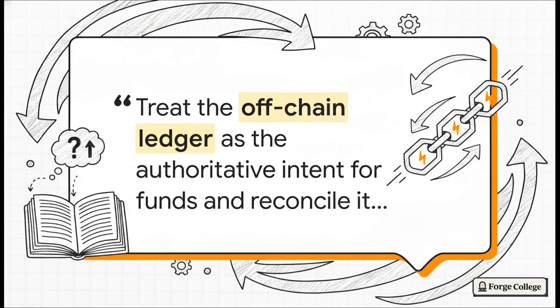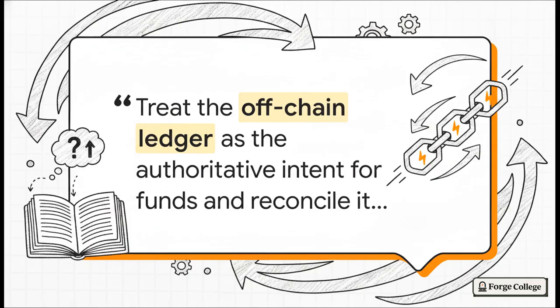So, the crucial point is captured perfectly in this quote. Treat the off-chain ledger as the authoritative intent for funds and reconcile it with on-chain state after every confirmed operation. Seriously, if you take nothing else away from today's explainer, let it be this core engineering principle. Your ledger is your intent. The blockchain is the reality.